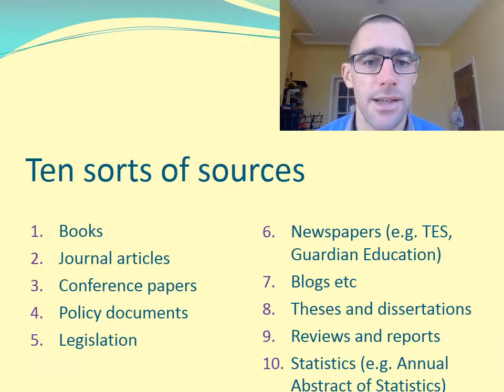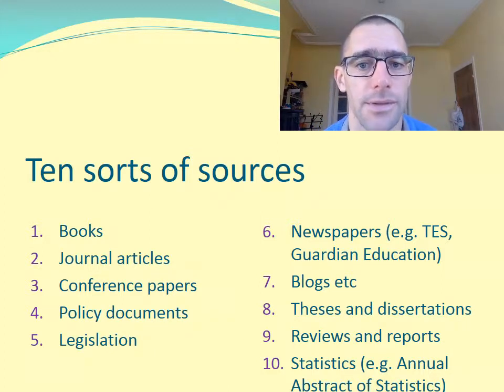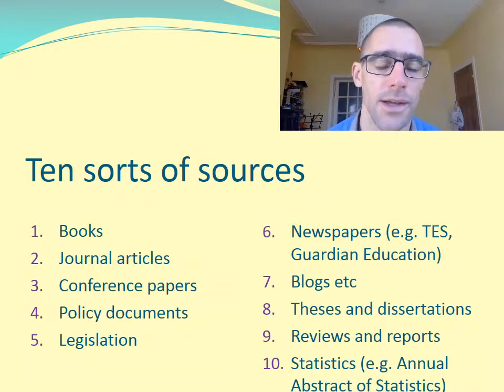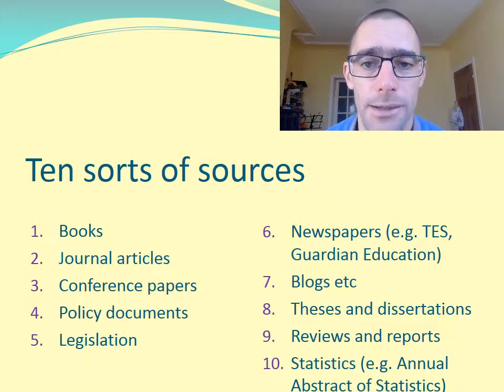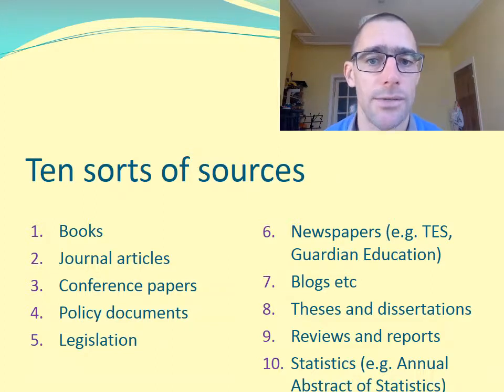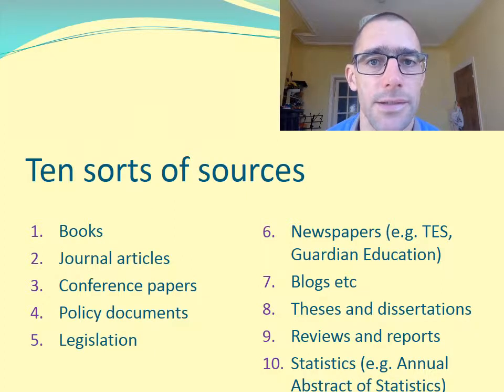Now, there's a list here of different kinds of sources that you might want to draw on. Some of these you'll know, and some are perhaps less known to you. Books, journal articles, conference papers, policy documents, legislation, newspapers, blogs, existing theses and dissertations. There's a bunch of those in the library, and you can also get them online. Reviews and reports, so these might be from governments or charities or regulatory bodies or whatever, as well as published statistics. So your literature review probably wants a blend of these different kinds of sources, and you probably don't need all 10, but you probably want a blend of at least some of these.